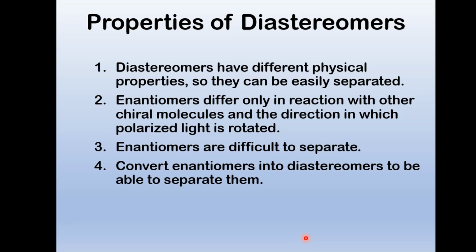Yesterday we looked at properties of enantiomers. That was interesting. Diastereomers have different physical properties, unlike the enantiomers. So we can easily separate them by density, distillation, melting point, all those things. We separate chemical compounds by their differing physical properties. Enantiomers differ only in reaction with other chiral molecules and how they rotate plane polarized light. Enantiomers are difficult to separate.